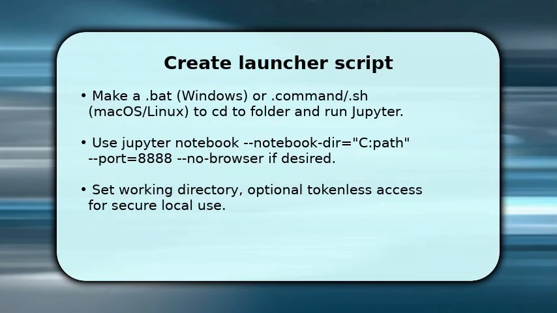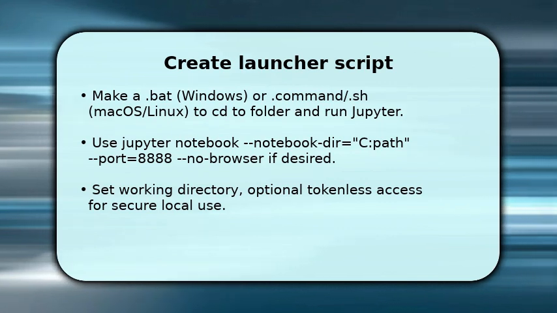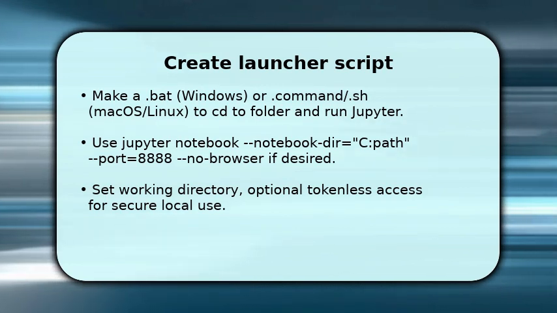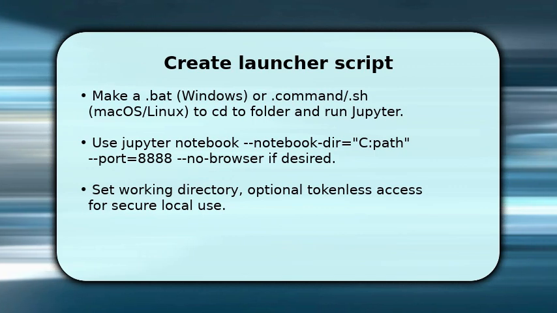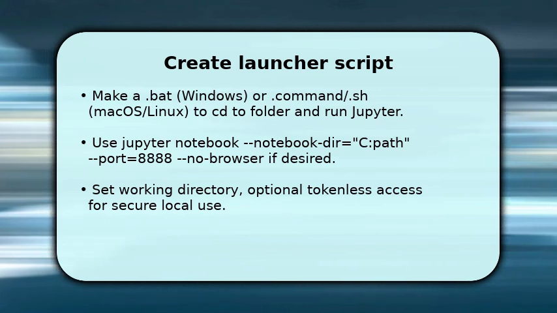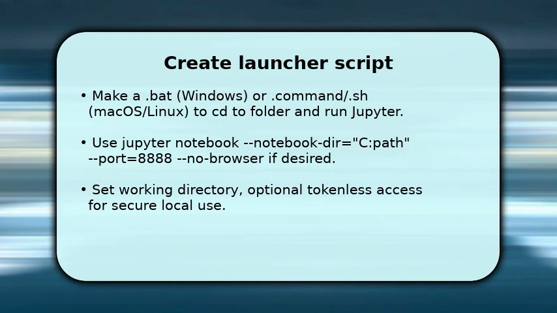Now you'll create the actual launcher that the desktop shortcut will call. On Windows, make a bat file. On macOS or Linux, make an executable command/sh. In that file, cd to the folder you want as your notebook root, then run Jupyter Notebook with flags like notebook dir and port. Use no browser on Windows and open the URL automatically. Make the file executable and test it from a terminal so you know it reliably opens your target directory every time.